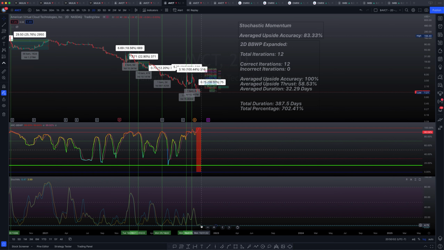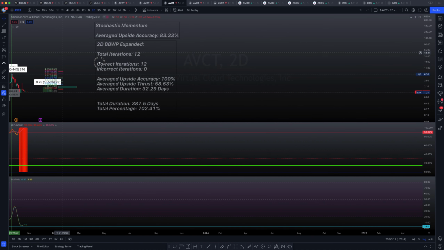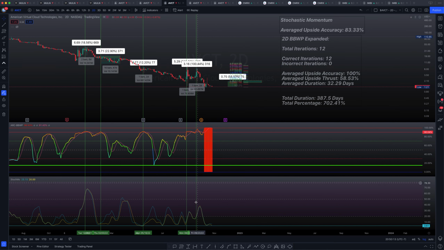So this is in accordance with the smaller time frames as well, so I can give it some weight. First of all, we are in a 2-day time frame here, so larger time frames do carry more weight. The stochastic momentum has an average upside accuracy of 83.33%. It's not perfect, this indicator here, but this would usually give us the bias and direction.